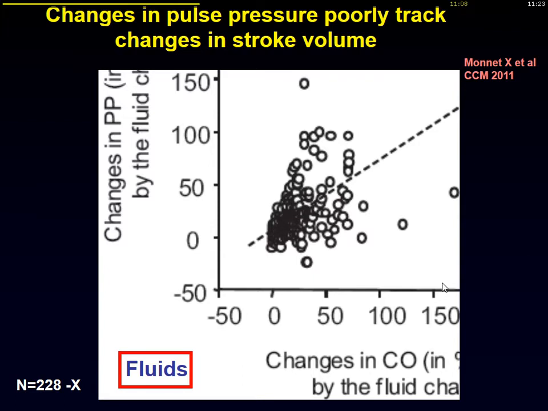But nevertheless, if you look just at this area here, you realize that the relationship here at the individual level is totally misleading. You cannot draw any conclusion by looking at the change in pulse pressure in response to fluids, because it can be either no change in pulse pressure or decrease in pulse pressure for a close to 50% increase in cardiac output, or a doubling in pulse pressure for the same increase in cardiac output. No way to use it at the bedside, unfortunately.